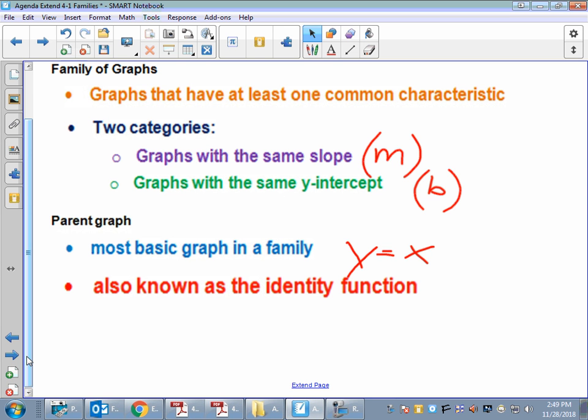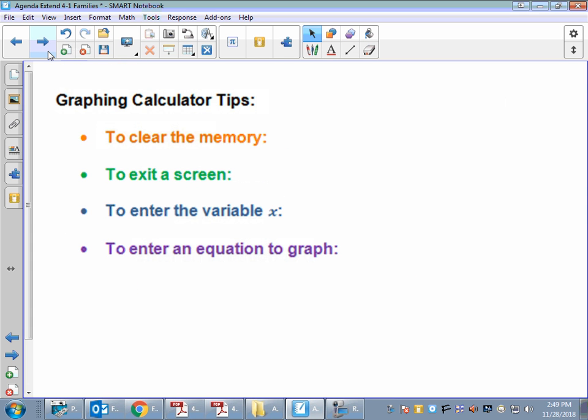We're talking about graphing calculators. We'll just give you some tips on them. And then the rest we're going to do in class. So that's all we're going to have to do today.